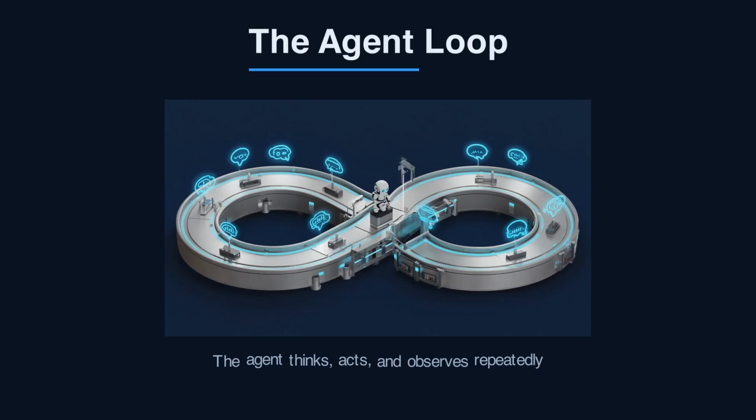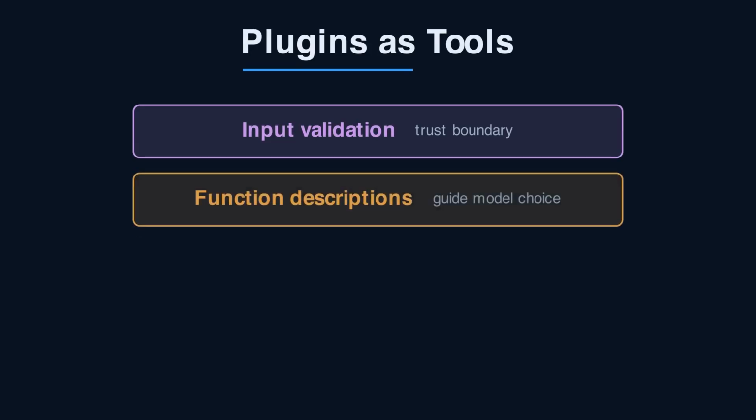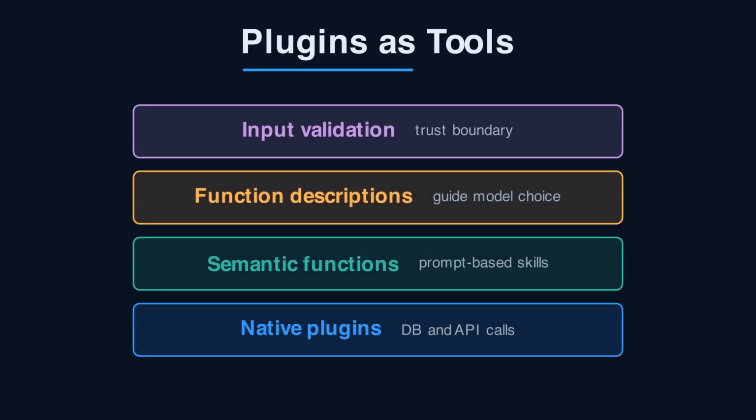The key insight: the model isn't running your code, it's requesting calls, and the kernel decides whether and how to honor them. Plugins are how you give the agent real capabilities. In Semantic Kernel, a plugin is just a class whose methods are decorated and described. The descriptions matter enormously, because the model reads them to decide which function to call. A vague description means wrong tool selection.